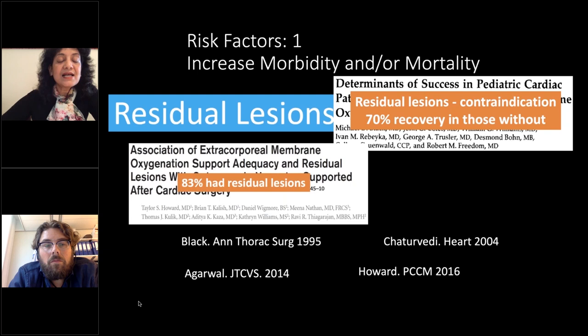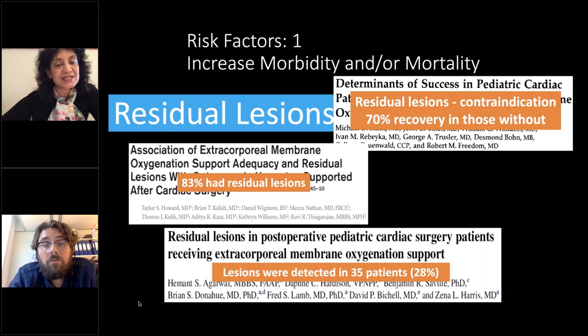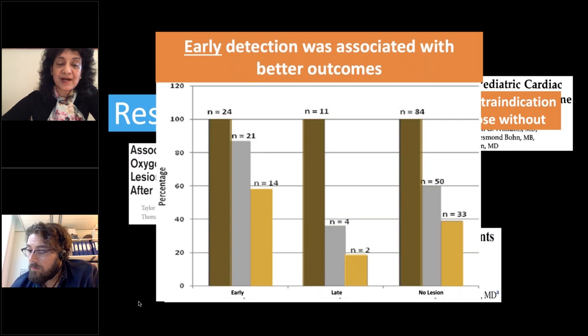Howard et al. Found that in their series that 83% had residual lesions. And Agarwal et al. In 2014 found in their paper that 28% of their patients had lesions identified. And what was important was that early detection of residual lesions was associated with a better outcome. And you can see here that those who had it early, there were 14 survivors. The survivors are marked by the yellow bar. And you can see that in the late identified group, there were only two survivors.